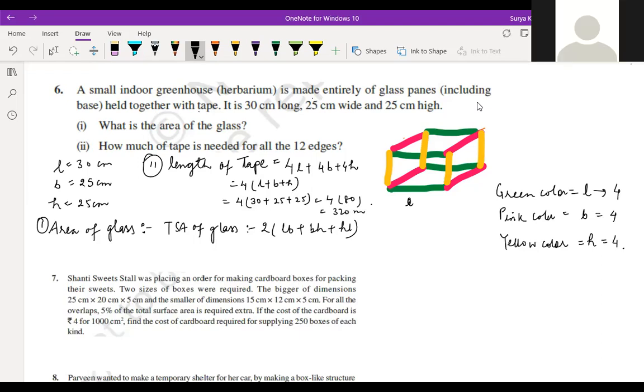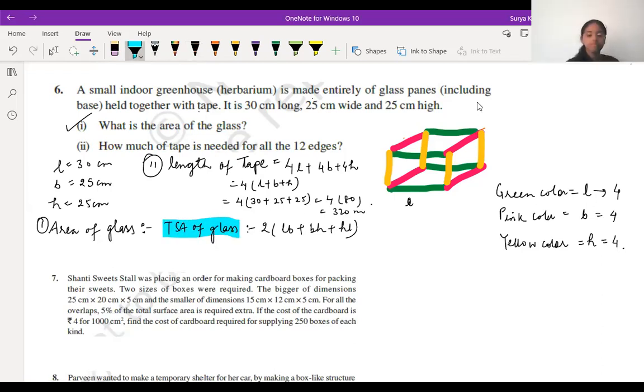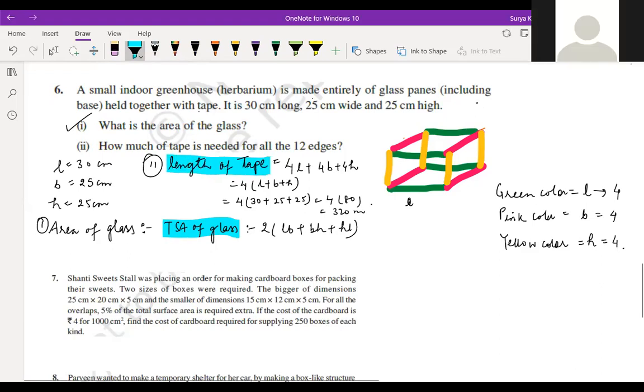First part is clear. How to find it will be there, Sriyanvi. Yes, sir. Because we have to find only the total surface area of the glass, right? Yeah. The second part is they're asking the length of the tape. Here we are using tape, right?